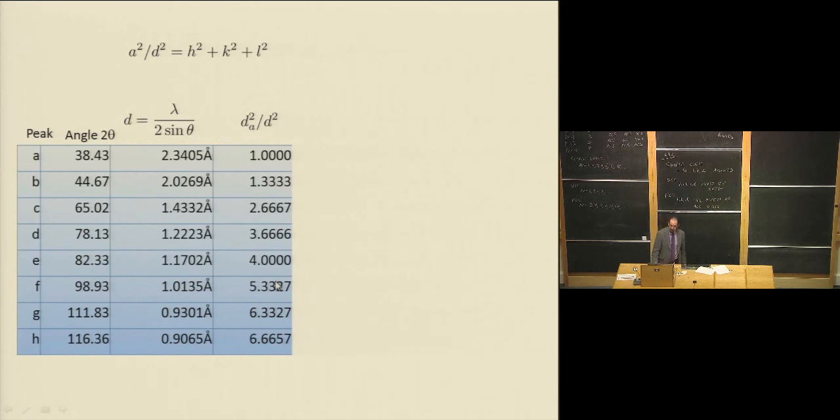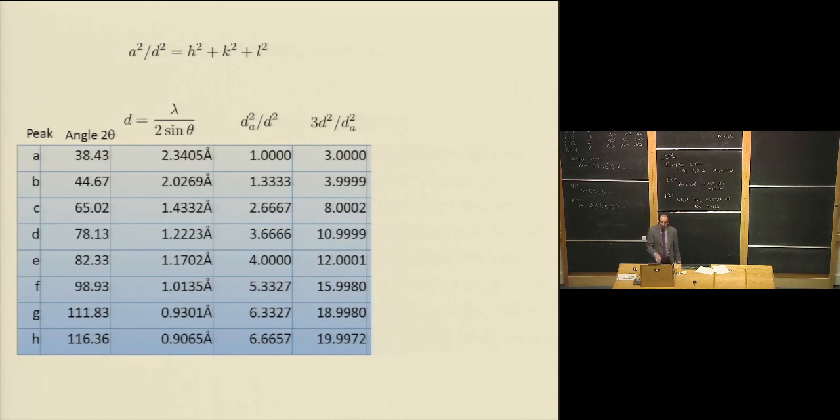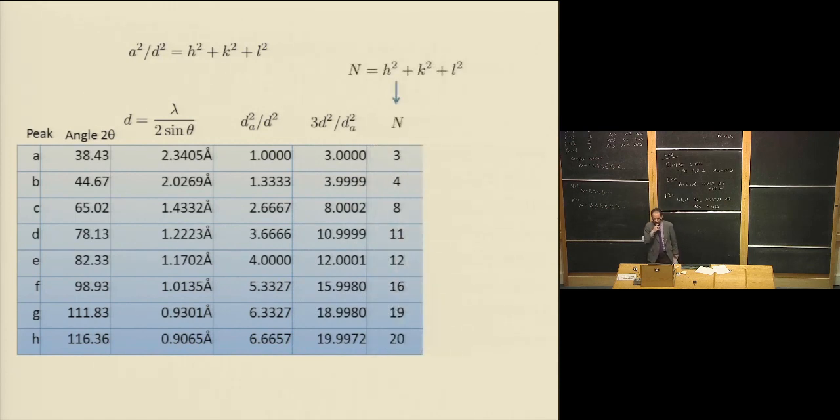Those aren't integers, but they're pretty close to integers. If you multiply them by 3, you get a set of things that are really, really close to integers. And you'll see that that pattern is really 3, 4, 8, 11, 12, 16, 19, 20, which is the FCC series, 3, 4, 8, 11, 12, 16, 19, 20. So we've concluded from this that the aluminum scattering pattern we found corresponds to an FCC lattice.